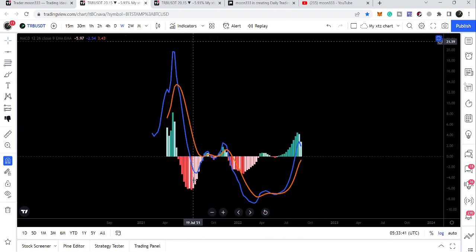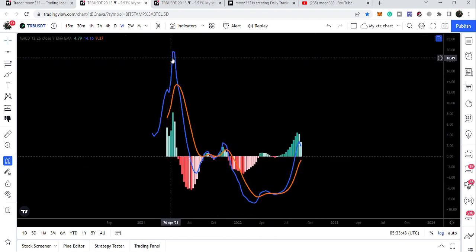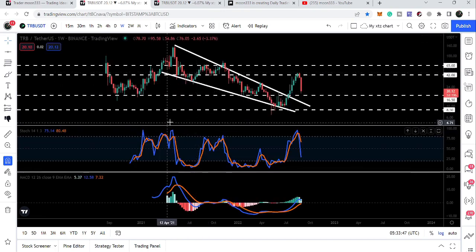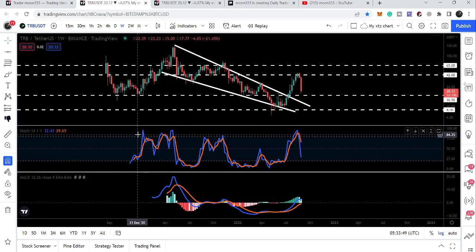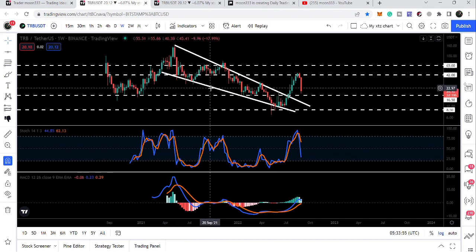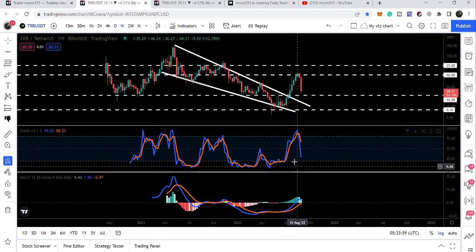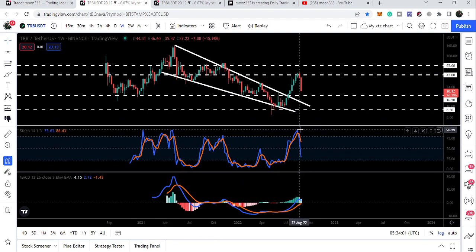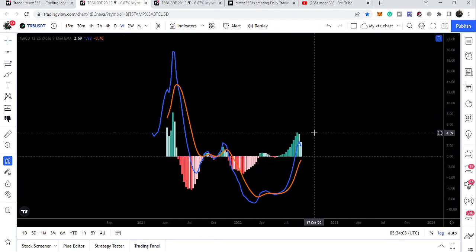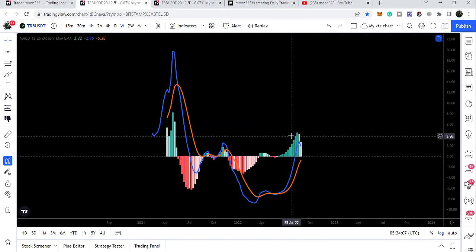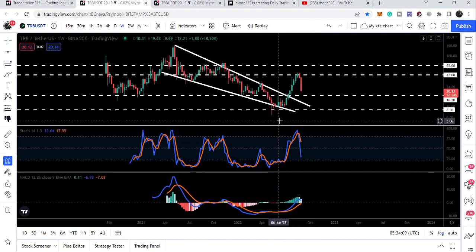Like MACD was completely oversold here. You can see there was a big distance between the histogram and the MACD, and at the same time stochastic was extremely oversold and moving in the oversold zone for a long time period. Then we had a big drop and we formed this falling wedge pattern. This time we don't have such a situation. Stochastic is extremely oversold, but MACD is showing that it is not extremely oversold and is not even able to break out and move up this histogram of the MACD.